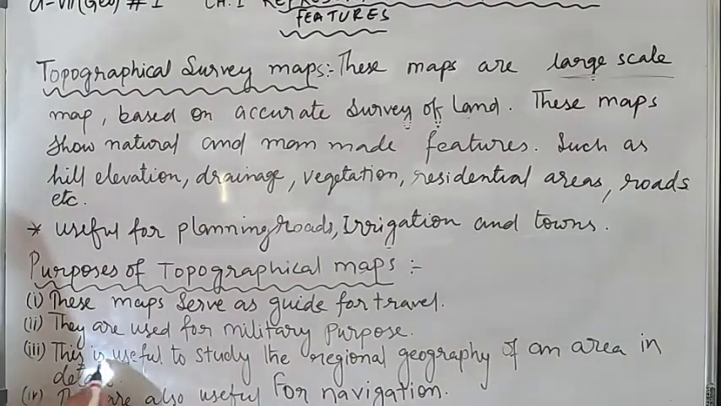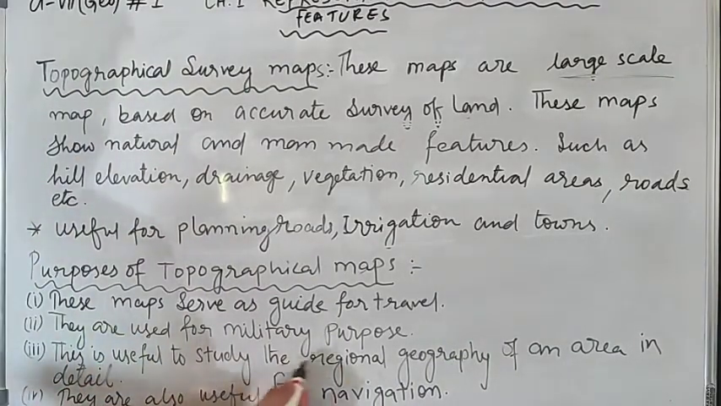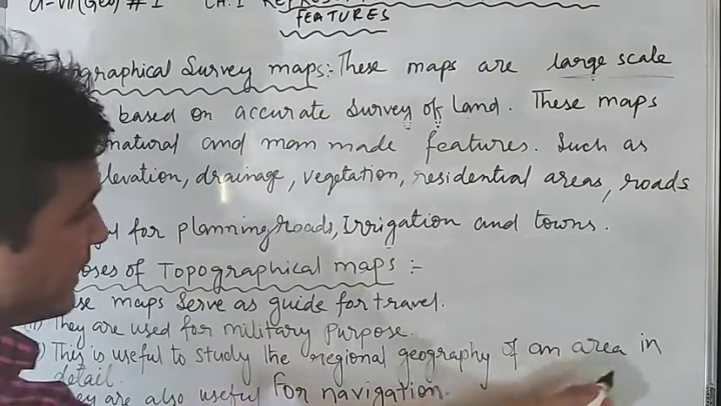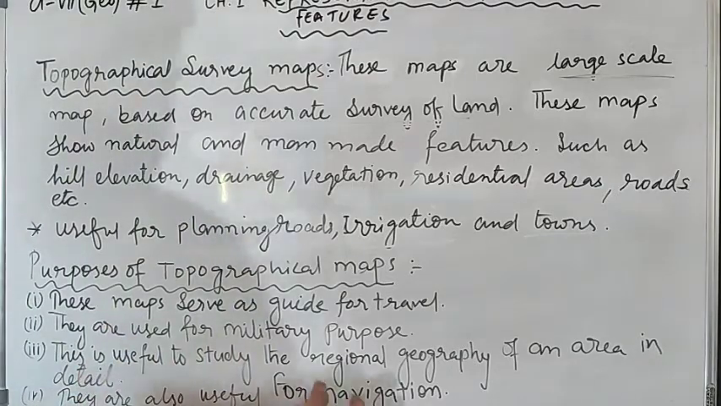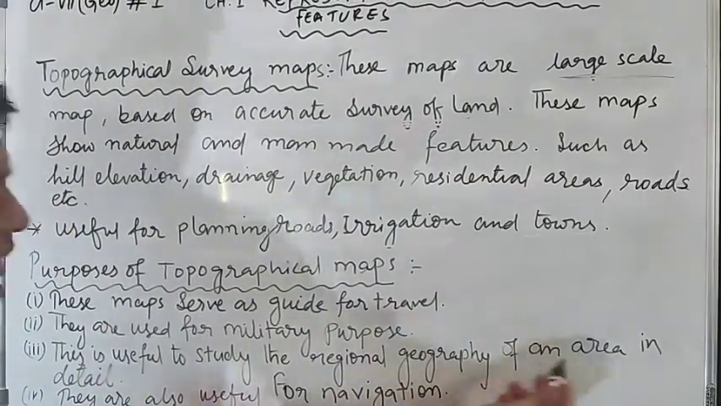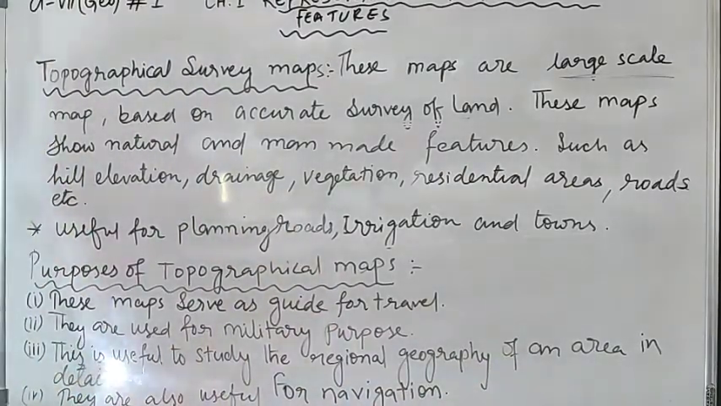Now point number three, this is useful to study the regional geography of an area in detail. As I told you, these maps are large scale maps, so they give detailed information about a particular area. That's why these maps are very useful to learn the regional geography of an area in detail. Okay. Point number four, they are also useful for navigation.